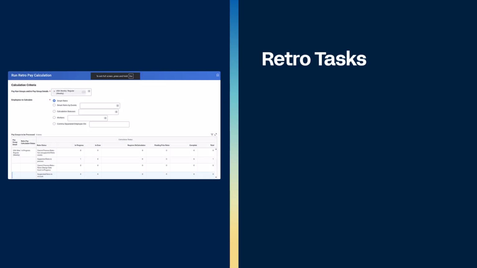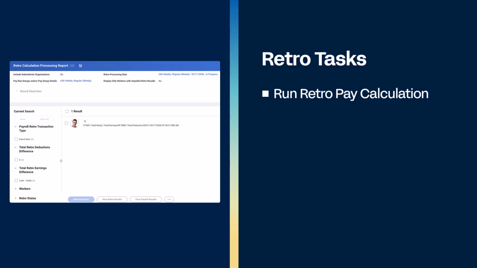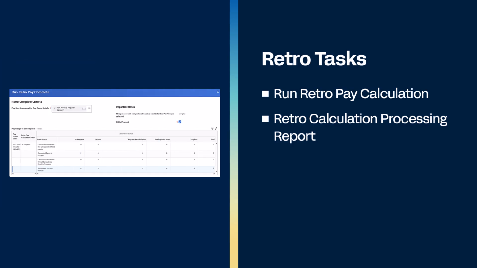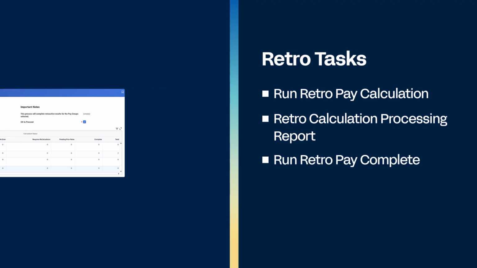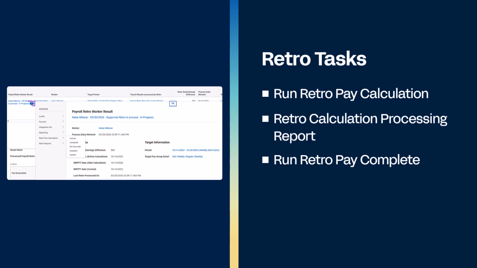You can use the following tasks and reports to process retro. Use the Run Retro Pay Calculation task to calculate retro, the Retro Calculation Processing Report to review results, and complete retro for a subset of workers. The Run Retro Pay Complete task completes the retro batch for the pay group or pay run group. To complete retro for the individual worker, use the retro results related actions.